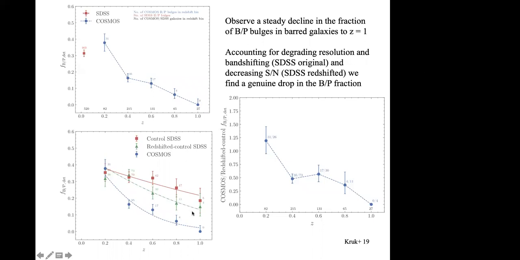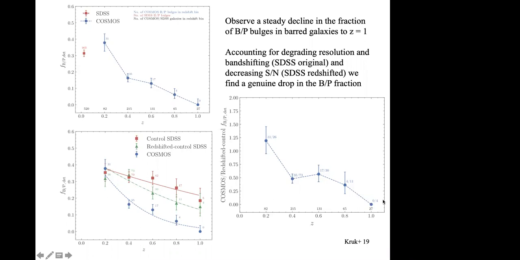Now, if we look at what COSMOS is doing, we see that it's dropping even faster, which tells us that there has to be a real drop in the fraction of barred galaxies that have box peanut bulges. Moreover, because we have the effect of both resolution and signal to noise understood, we can correct for them. And then we recover the cosmic evolution of box peanut bulges, which is shown here. It is dropping, it becomes zero. Within our statistics, we only have four galaxies at redshift of one, but formally it's zero at redshift of one. And it declines fairly rapidly with redshift.